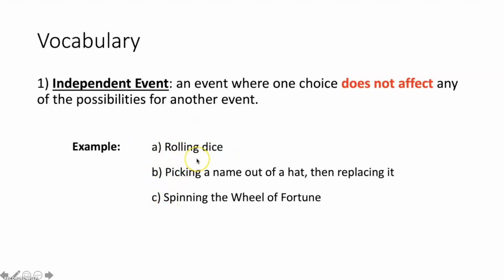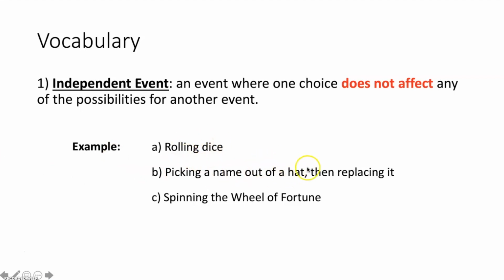The first one would be rolling dice. So if you roll a pair of dice, your first roll does not affect your next roll. It doesn't matter what number you roll the first time. If you roll a 12 that first time with your pair of dice, it's not going to mean that you can't roll a 12 the next time. Your first roll does not affect your next roll. That's why it's an independent event.